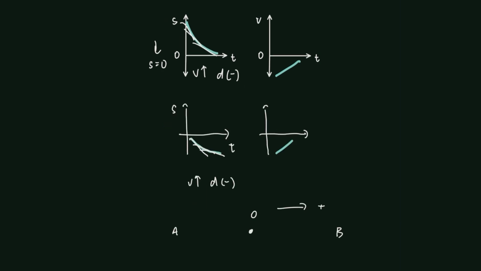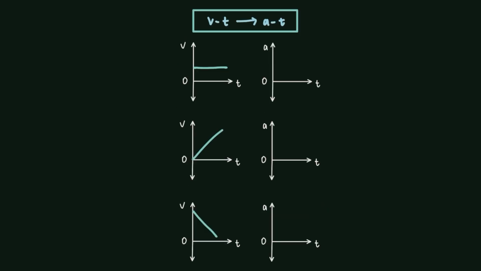What I'm basically saying is that the motion for these two are the same. It's just that from your reference point, one of them is done in the positive direction, which is this one, and the other one is done in the negative direction, which is this one. So that is why the displacement time graph looks different, but the velocity time graph remains the same.